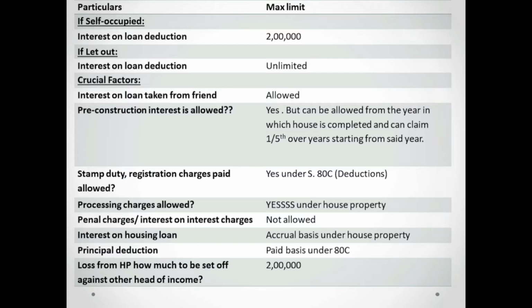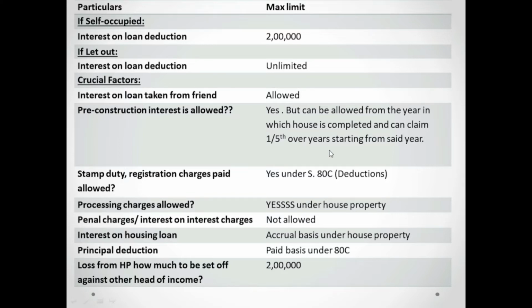And whether pre-construction interest will be allowed. What is pre-construction interest? The interest which is paid when the house property is under construction. That time you will not get any deduction, but you will get deduction of that amount when the house property is completed. Thereby whatever you pay as pre-construction interest will be allowed as deduction from the year in which the house property is completed, over the next 5 years in 1/5 proportion. So each year, let's say 1,50,000 you pay in total, so 30,000, 30,000, 30,000, 30,000, 30,000, that 5 years you'll be getting, right?